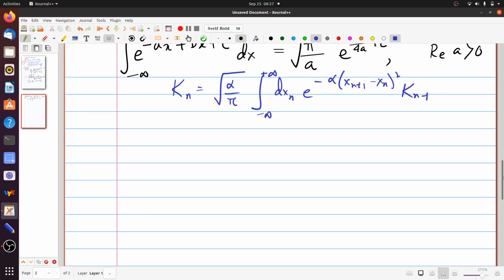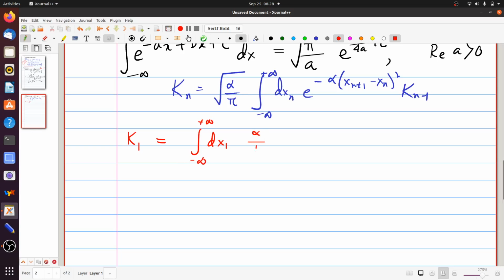Now, let's start small. Let's start with just one integral to be done, K1. Now, of course, K1 cannot be written in terms of K0, or actually it can, but then I have to adopt the convention as to what exactly K0 is. But let's not get into that. Let's calculate K1 directly from the original formula, which is only one integral, j equals 1 to 1.